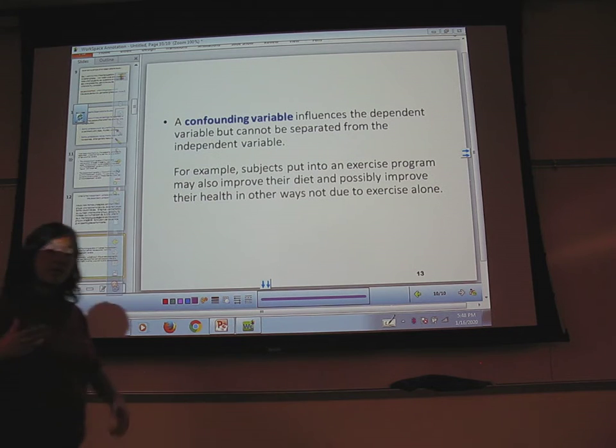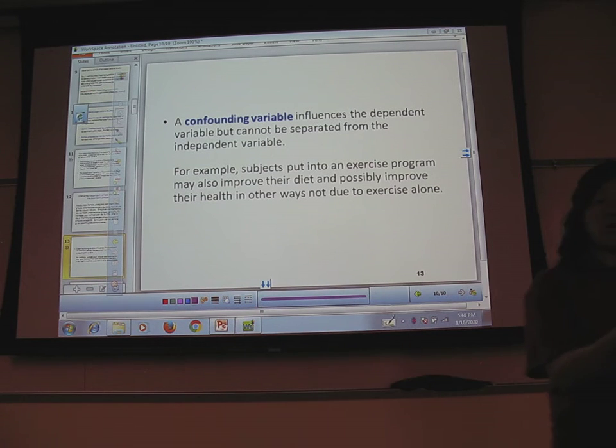So a confounding variable is a variable, not one of the two that we're planning on, that has some effect as we change our independent variable. It's also affected, and it changes, or even independently, it changes our y variable. One main example is taking a pill. If I give you a pill when you're not feeling well, and you think that pill is going to make you feel better, so you start feeling better, even though the pill is just a little sugar pill.